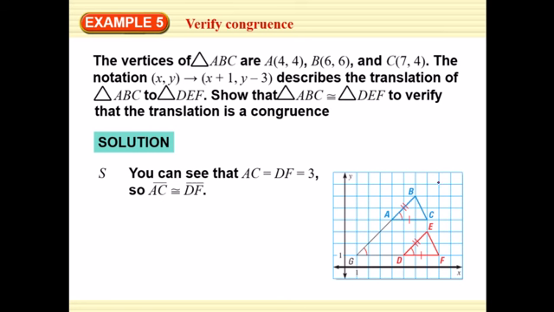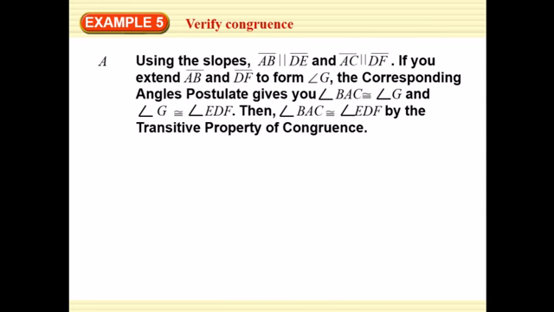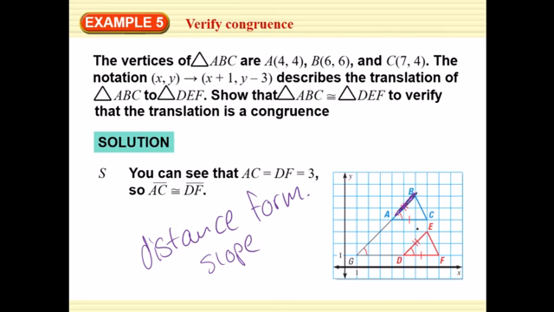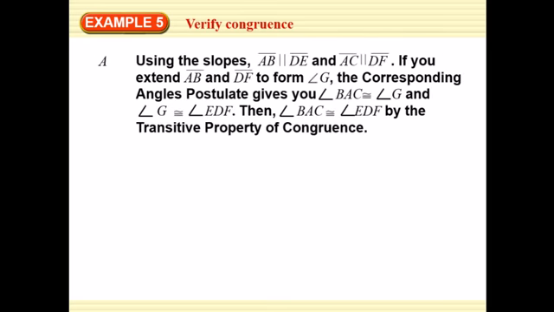Alright, so keep in mind we've got lots of things in our toolbox. We have the distance formula. That's never going to go away. The distance formula. We have the midpoint formula. We've got slope. Those are things we're going to use for now. Alright, so using the slopes, we know that AB is parallel to DE.